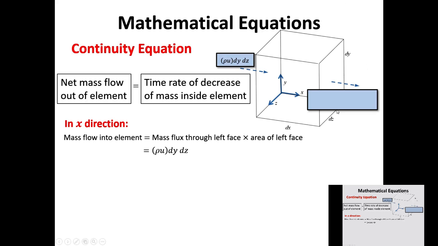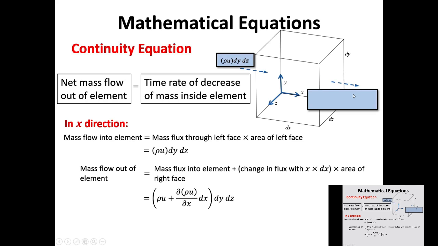So, if that is your control volume, you have a net mass flow coming into the element, and there is a mass flow going out of the element. Okay. So your net mass flow in is rho u. Rho is the density, u is the velocity in the x direction. dy dz is the area. Okay. And when it goes out of that element, your velocity has changed.